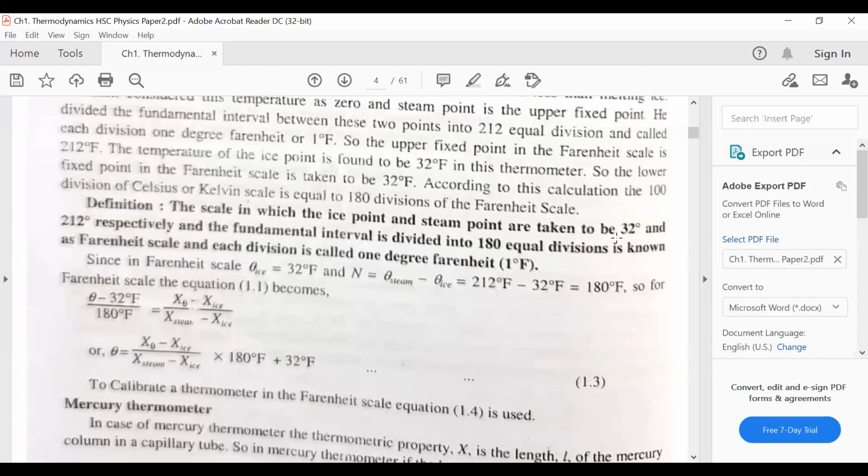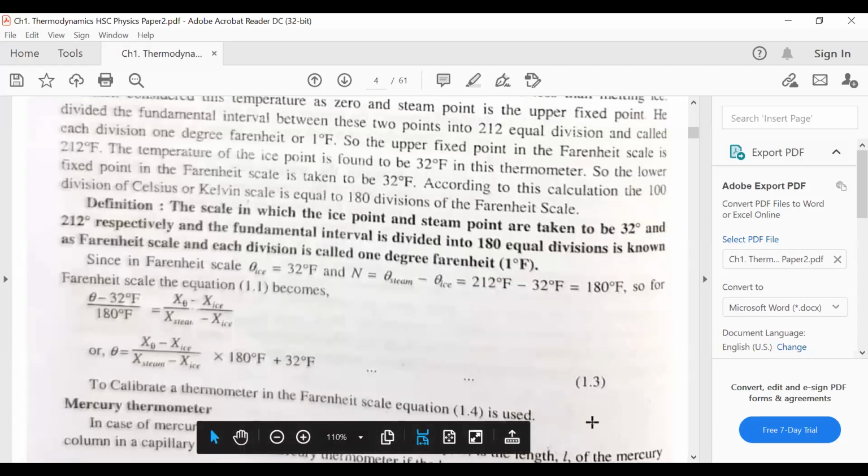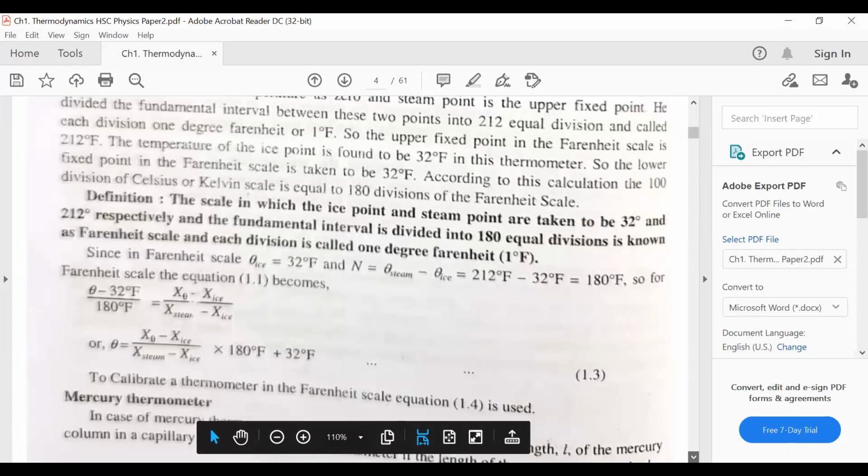What is the lower fixed point in Fahrenheit? 32. And what is the upper fixed point in Fahrenheit? 212. And what is the fundamental interval? It's 180 degrees. So you can substitute in this value for the Fahrenheit scale.